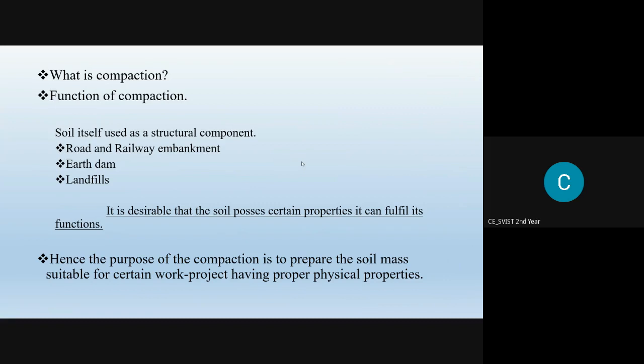Before constructing the structure, that soil must be of certain properties so that it can sustain the requirements for that project, or for its working condition. In one word, it is desirable that the soil possesses certain properties so that it can fulfill its functions.